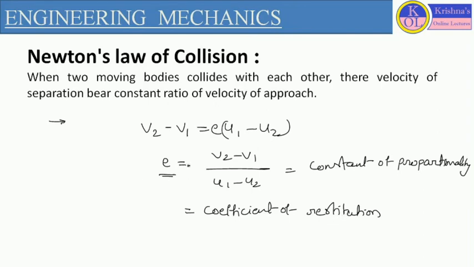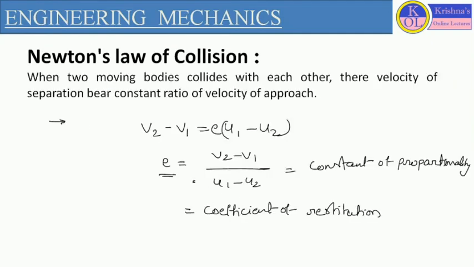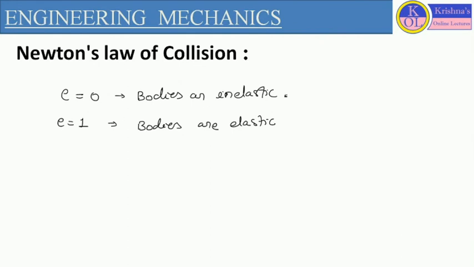Now, if we consider the coefficient of restitution value to be 0, then the velocity of separation v2 minus v1 becomes 0. So this condition is defined as v1 equals v2. In that case, we can say both bodies are completely inelastic, and the collision between them is an inelastic collision. The final velocity of both objects is the same.